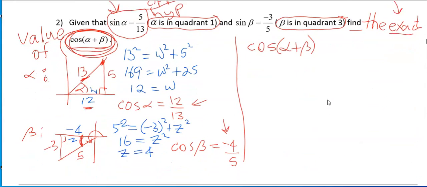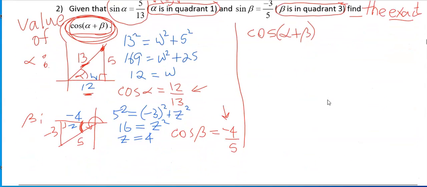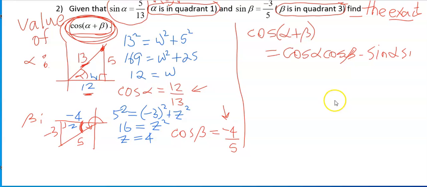So I'll come back here and I'll actually write it in. I'll give myself a little bit of room here. It's equal to cosine alpha times cosine beta, minus sine alpha, sine beta.